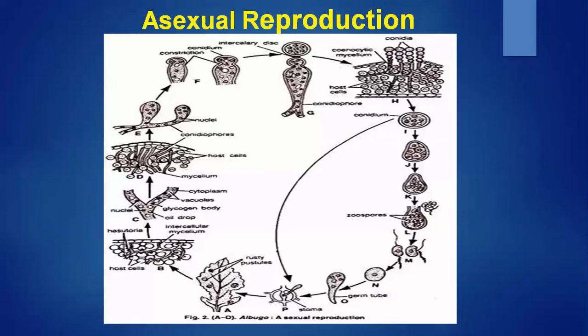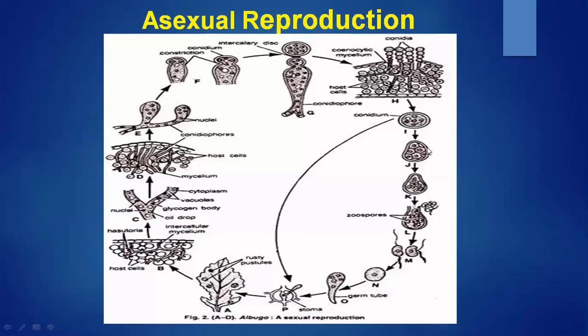So what happens when they are liberated out? This disjunctor or intercalary disc gets dissolved between the two conidia, and when they are liberated, all these conidia will be dispersed. So individual conidia will be liberated out, not in a chain. That's why the intercalary disc is important. It allows the conidia to separate from each other when they are exposed out from the host epidermal layer.